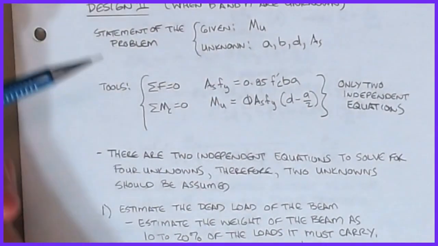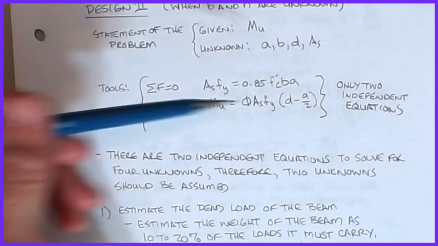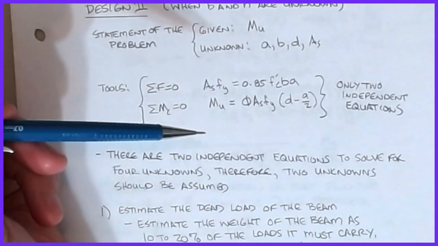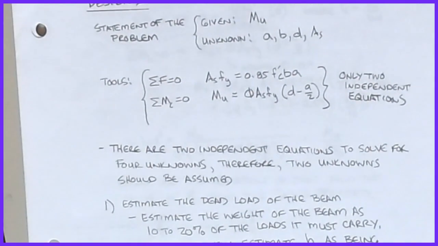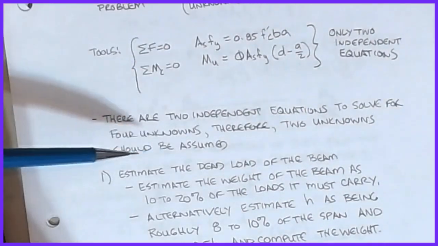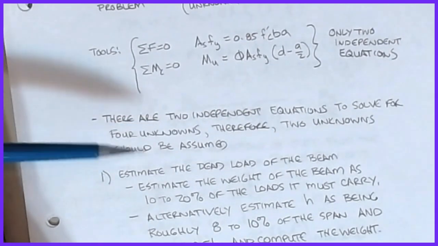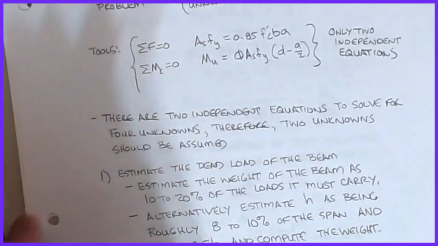Okay, so the tools that we have to work with are, again, the sum of forces in x and the sum of the moments. Those are the same two equations. Those don't change. It's just two independent equations, okay? So there are two independent equations to solve for four unknowns. So that means that we have a problem, right? Two unknowns we have to assume.